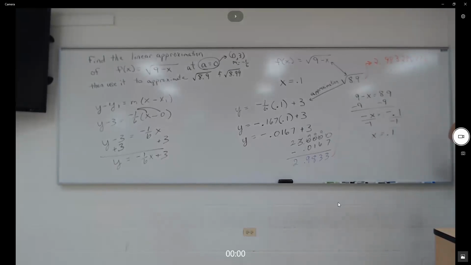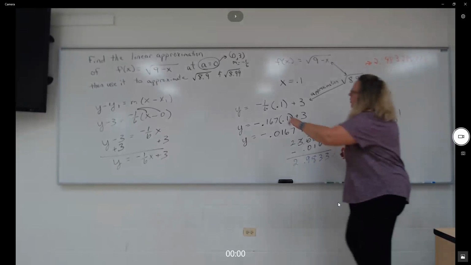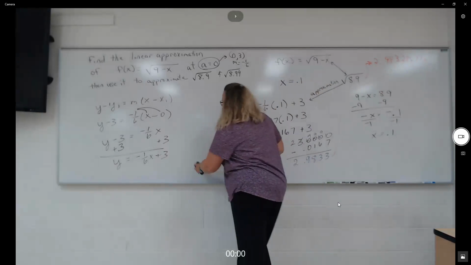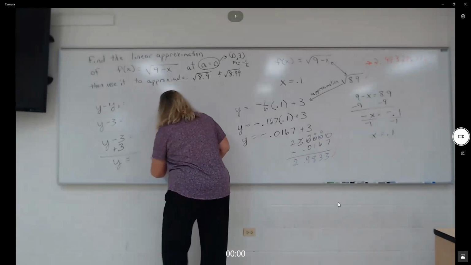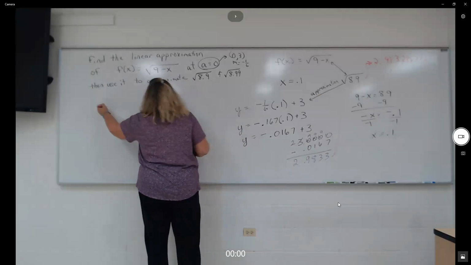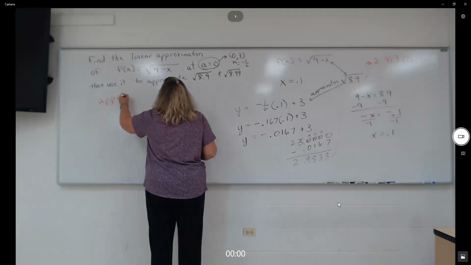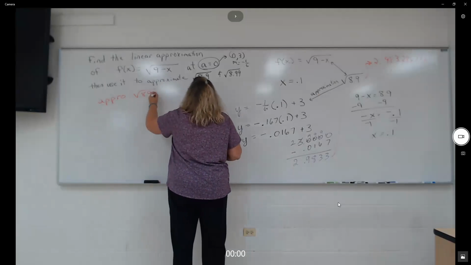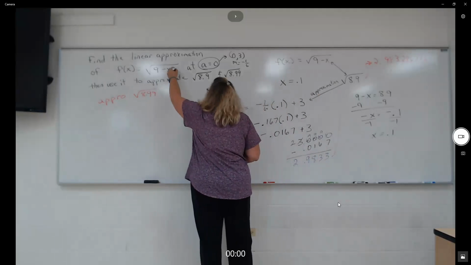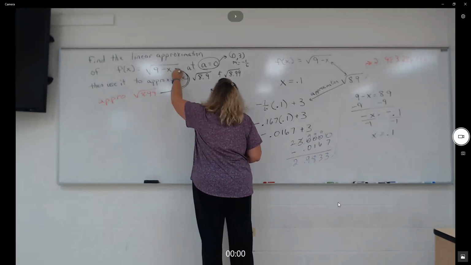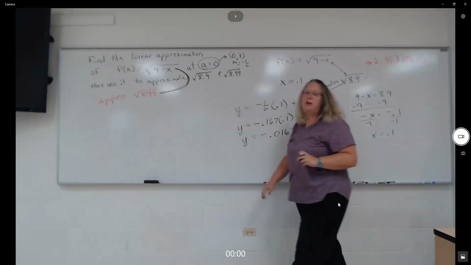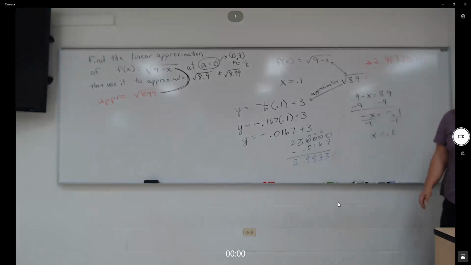All right, so let's do the same thing. It's pretty much the same thing, but let's do it for 8.99. So now the thing you have to realize is if I'm approximating the square root of 8.99, remember, where do you start? You have to say, okay, what would my x have to be to go from here to 8.99? What would your x have to be?